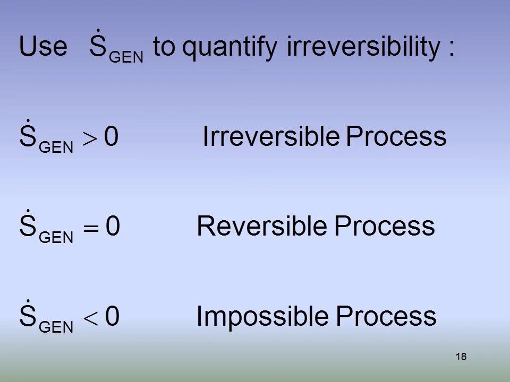Of course, if you calculate S generated and you find it's less than 0, as with that last example, then we have an impossible process. It's never been proven to have a process where S generated is less than 0.